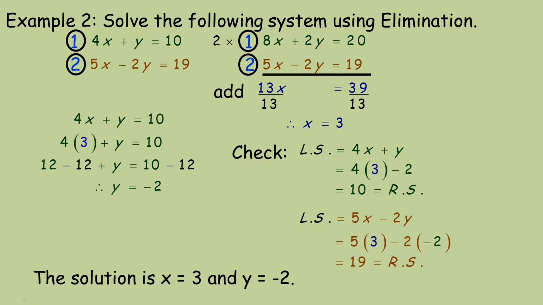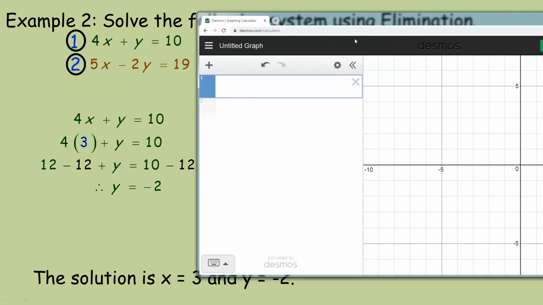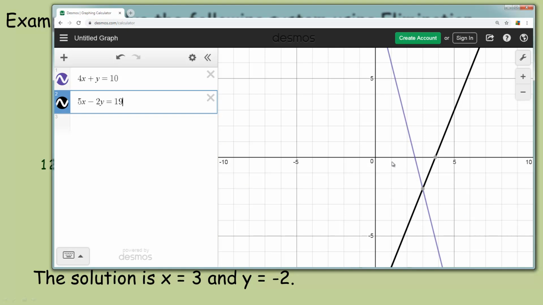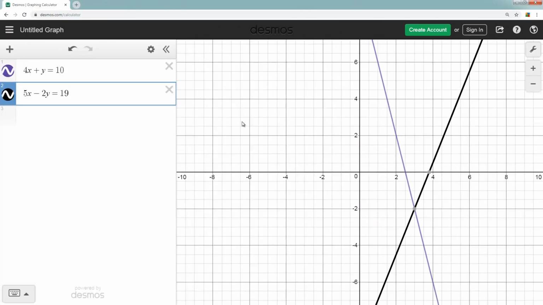Okay, let's bring Desmos back here again, and let's type in the two equations. 4x plus y equals 10, and 5x minus 2y equals 19. So the first thing that we did was we multiplied, we're going to eliminate the y. So we multiplied that equation by 2. And actually, let's just look at the solution here. Remember the solution was 3, negative 2. There's the 3, negative 2 point. X is 3, y is negative 2.